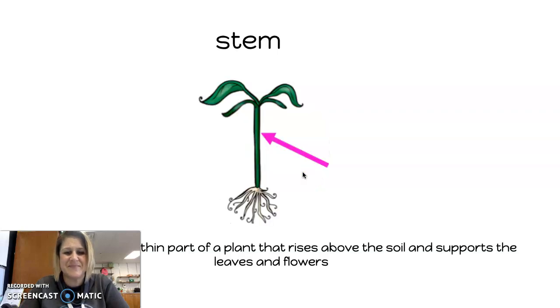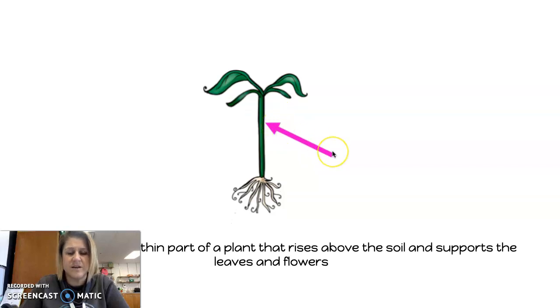Nice. Okay, again, notice this arrow right here. It's pointing to this part of the plant. So we know this part down here are the roots. We've already talked about that. This part in the middle is called the stem. So here's the word stem up here, the long and thin part of the plant that rises above the soil and supports the leaves and the flowers. So this part is going to help support. So the roots are going to help stabilize, and this is going to help support the leaves and the flowers on the plant.